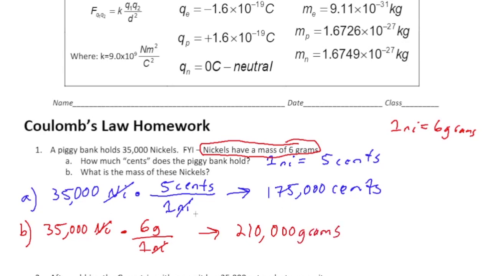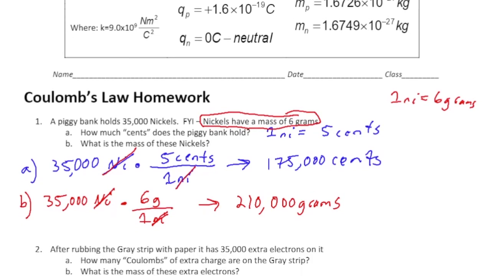And that's it, right? When we are setting up these ratios and these equations, we want to make sure that whatever's on top here, so in this case nickels, is going to be on the bottom here. Whatever's on top here, nickels, is on the bottom here. Now let's take a look at this with electrons and protons.